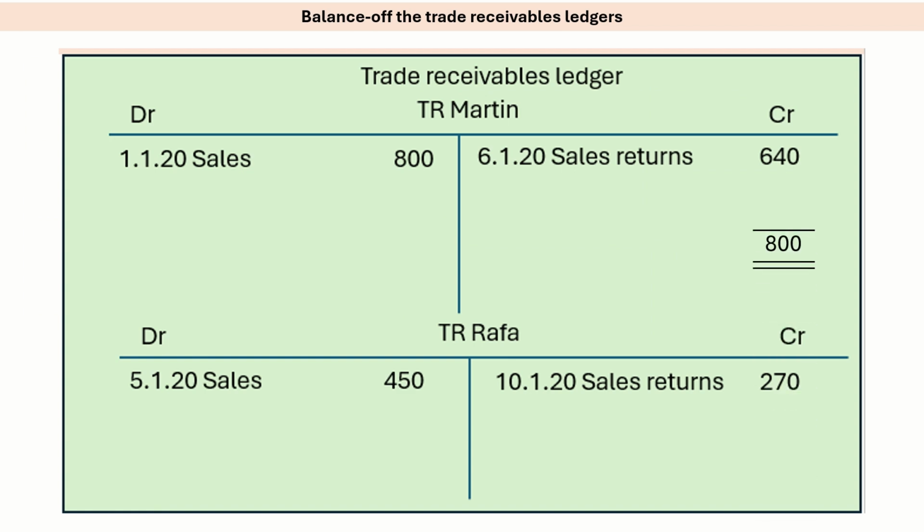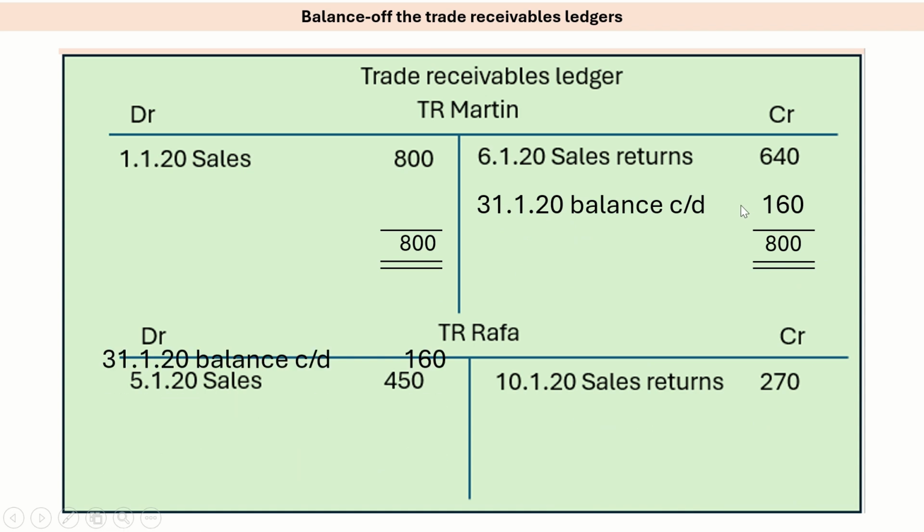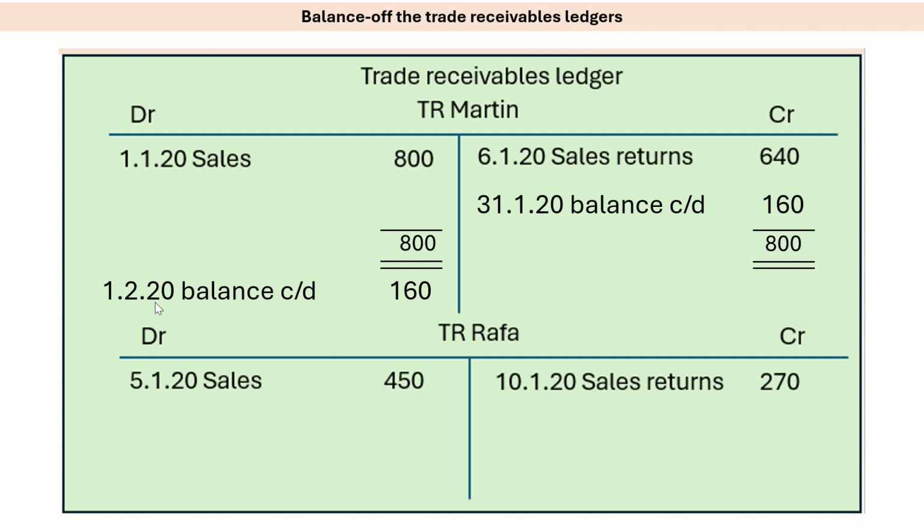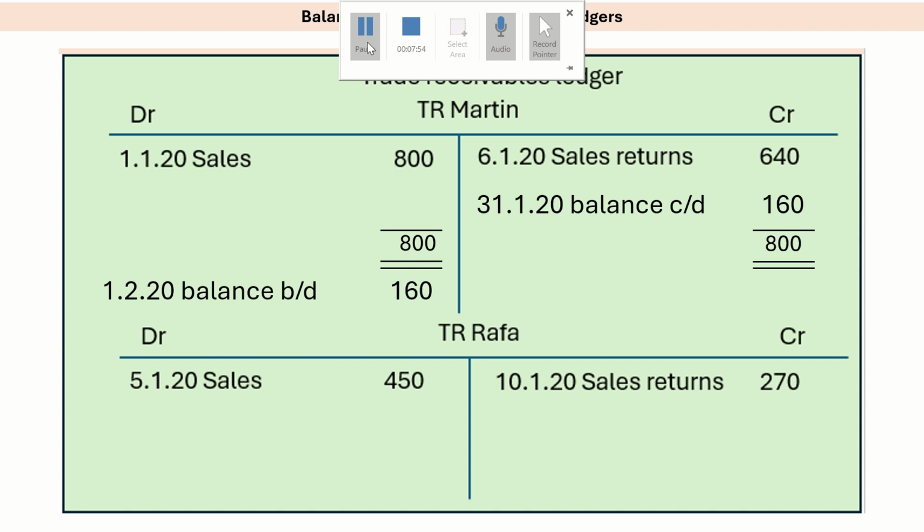As you can see here, Martin has a debit greater value, bring it down to the total. 800 take away 640 should give 160. 31st Jan 20 balance carried down. And then to the opposite side, it should be 1/2/20. Sorry for that error. Okay, now it's corrected. 1/1/20 balance brought down should be.